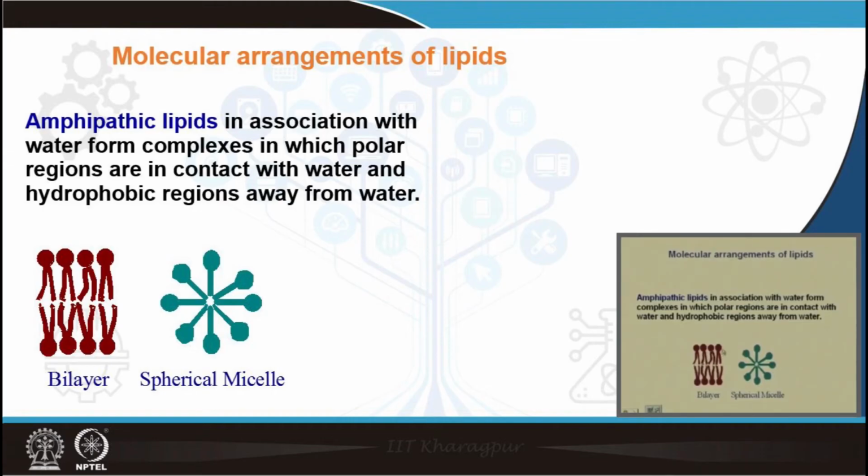So, we have to have what is called a bilayer. It is this polar part that is going to be, say, outside the cell, and this polar part that is going to be inside the cell. So, we have a bilayer that has polar head groups in either direction. The amphipathic lipids in association with water will form complexes in which the polar regions are in contact with water and the hydrophobic regions are away from the water.